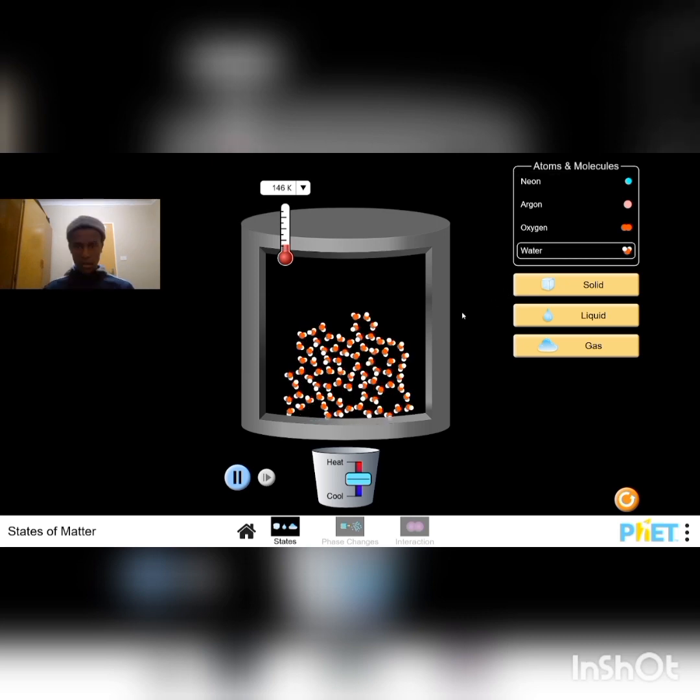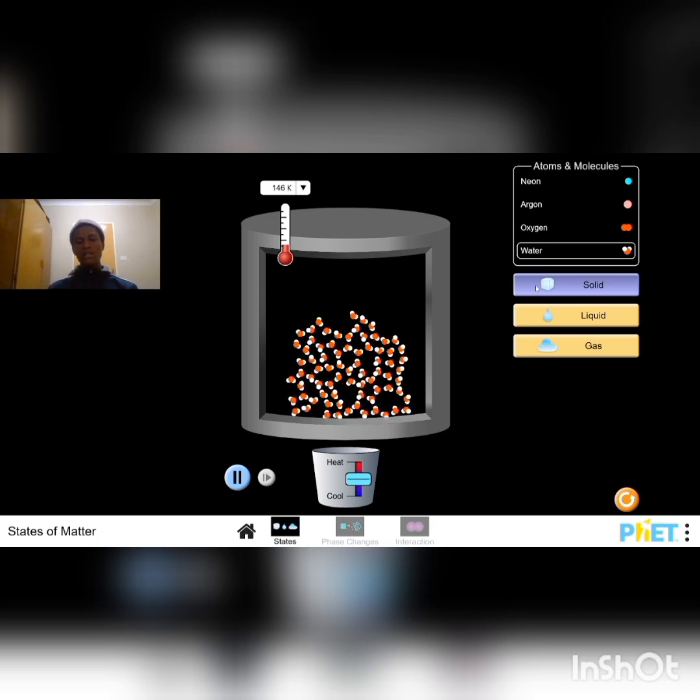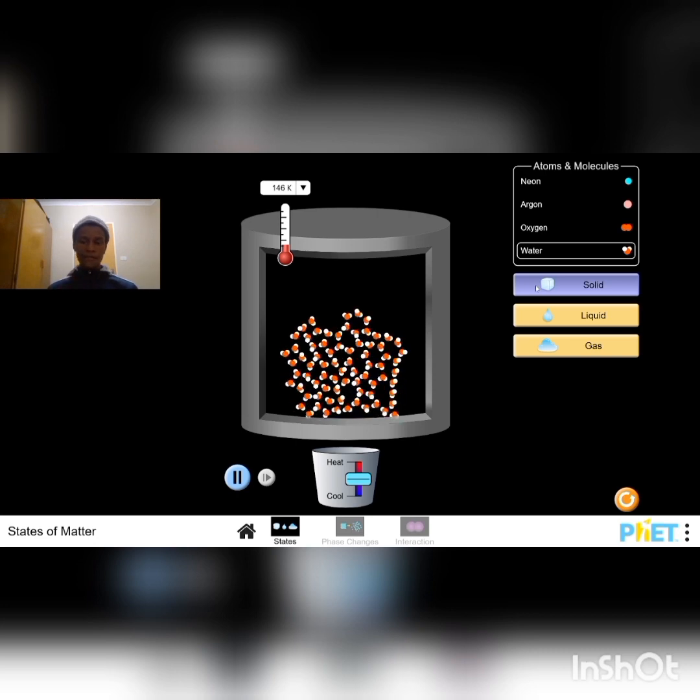So here is our water molecule. So when water molecule is a solid, the particles are closer together and have stronger intermolecular forces. So the particles will vibrate due to the lack of kinetic energy to overcome the intermolecular forces. So that will make the solid have a defined shape and a defined volume.